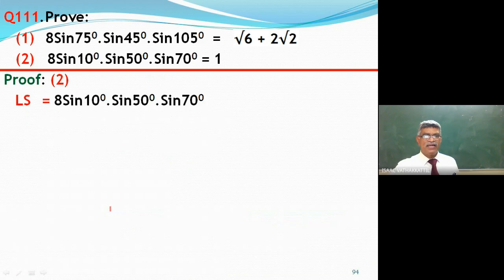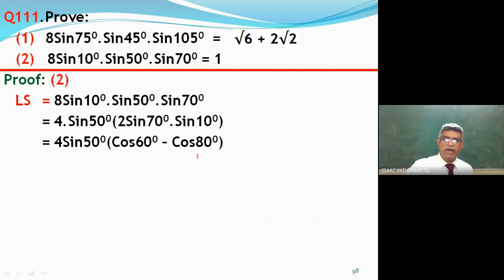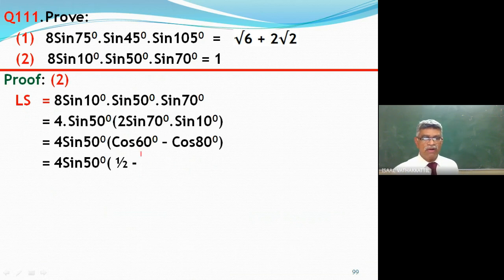Take the left side. 8, I write, the same way, 4 into 2, and sin 50 degrees I take separately, into 2 sin 70 degrees sin 10 degrees. 2 sin A sin B is cos(A minus B) minus cos(A plus B). Cos 60 degrees minus cos 80 degrees. Open the bracket: cos 60 degrees is 1 by 2, and cos 80 as it is.